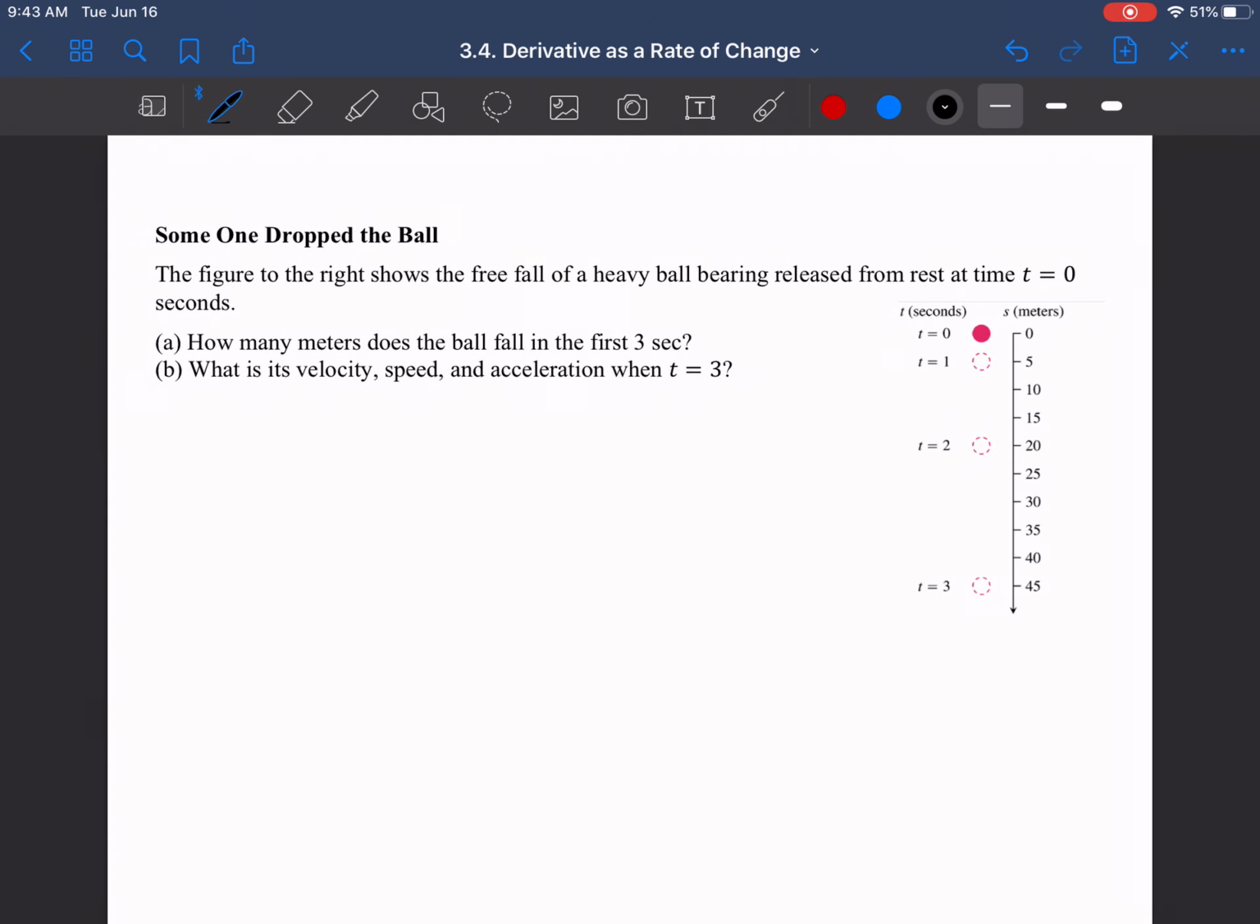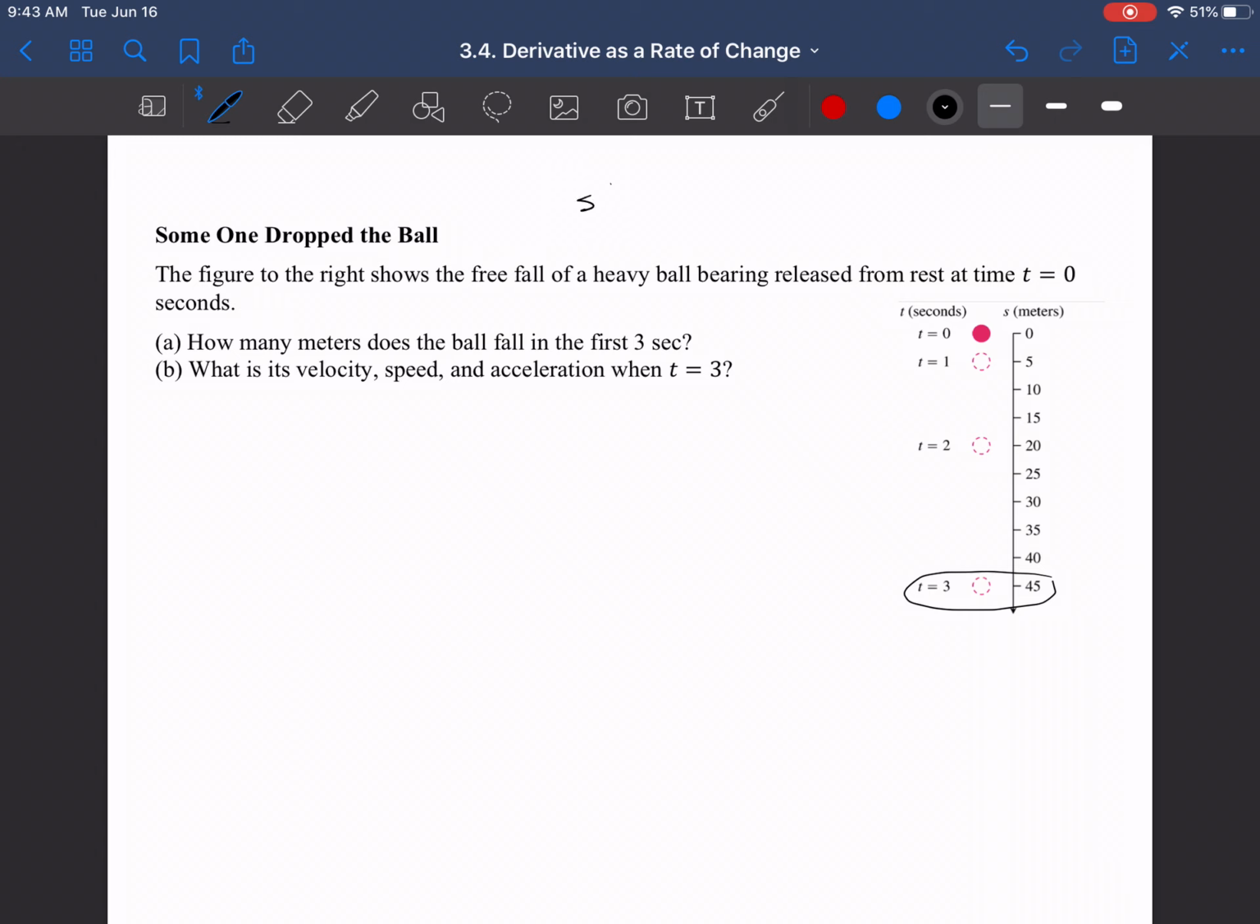All right, so here, let's take a look at this ball getting dropped. The figure to the right shows a free fall of a heavy ball bearing released from rest at time t equals 0 seconds. How many meters does the ball fall in the first 3 seconds? We can see this from the picture. It's showing us right there that it fell 45 meters, or just about that. It might be slightly before it, but let's see if we can calculate that.